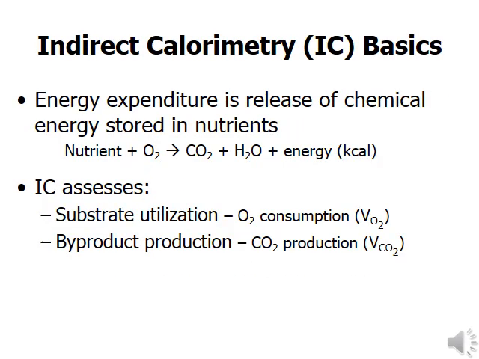Understanding the basics behind indirect calorimetry will help you better understand the results. Human energy expenditure is the release of chemical energy stored in nutrients. In the presence of oxygen, nutrients, i.e. substrates, are converted into carbon dioxide, water, and heat. Indirect calorimetry measures pulmonary gas exchange, VO2 or oxygen consumption, and VCO2 or carbon dioxide excretion expressed in milliliters per minute. IC assesses substrate utilization, i.e. nutrient type, and byproduct production. Energy is then calculated by measuring the amount of oxygen used and carbon dioxide produced.